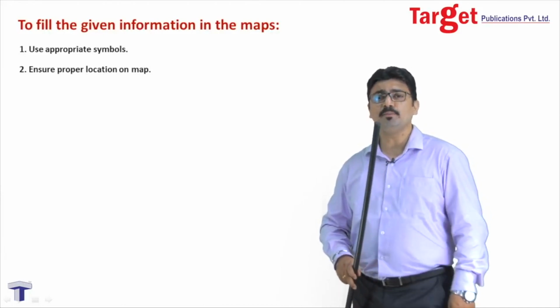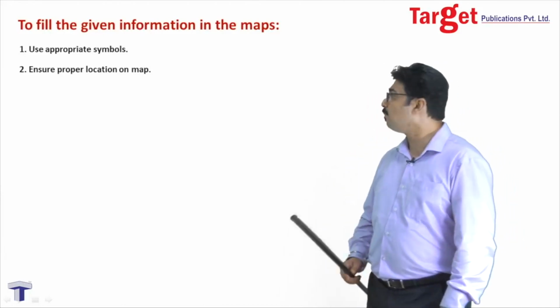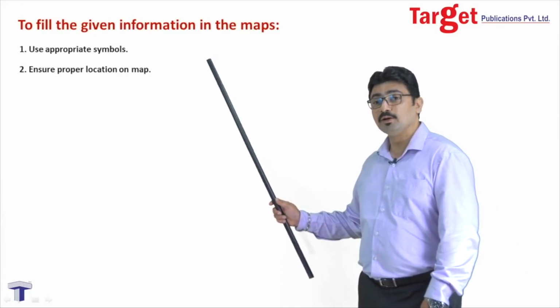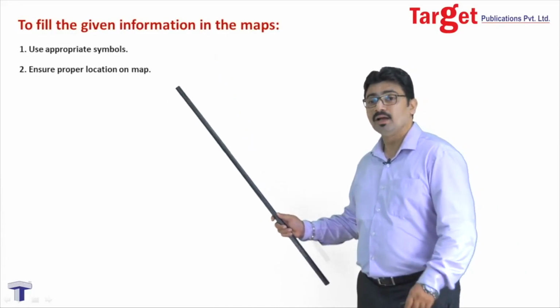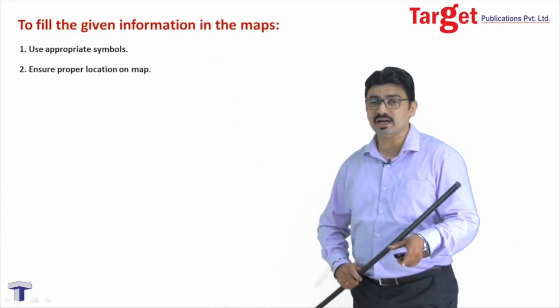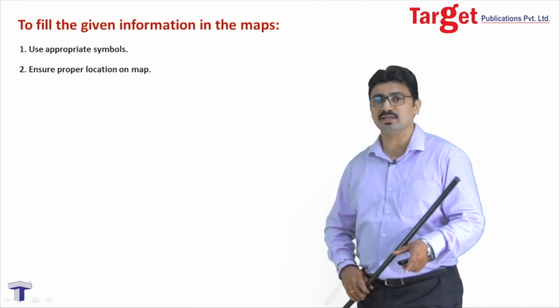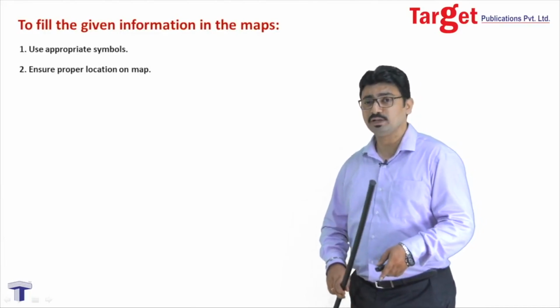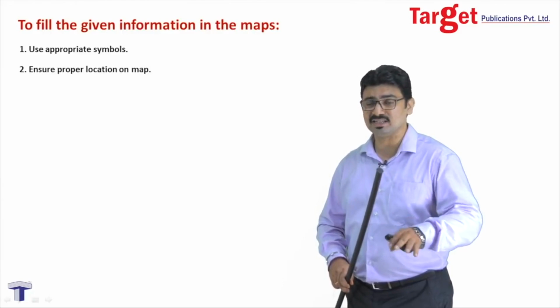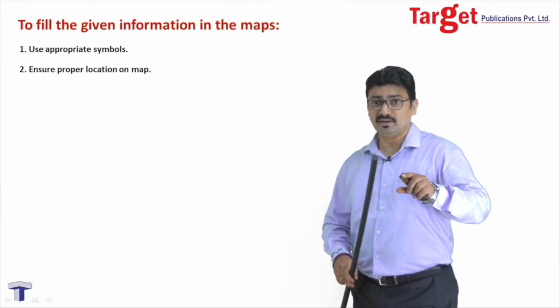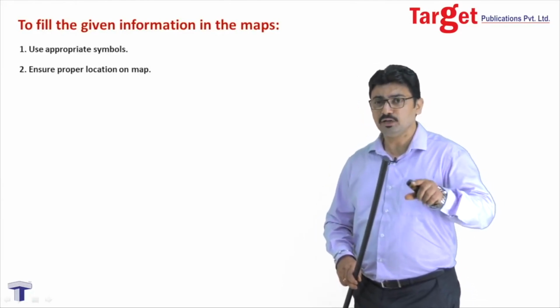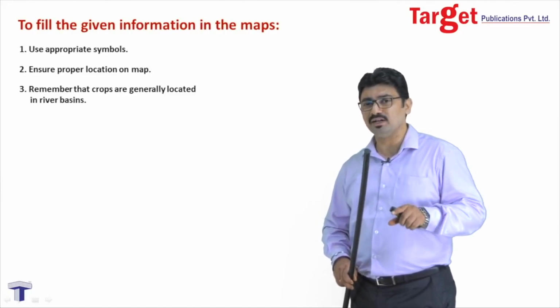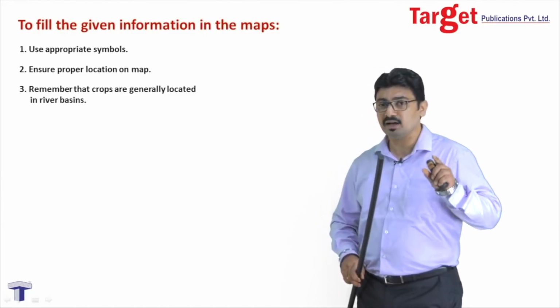The second important point to remember while filling a map is to ensure proper location of that region on the map. Again, for this, you need to study that chapter or the subject very carefully so that you understand where in that region, say you have to locate the Rajasthan desert in India, you need to understand on which side of India does the Rajasthan desert occur.